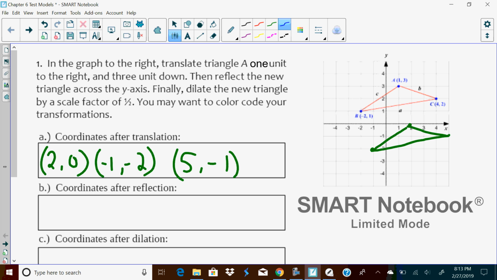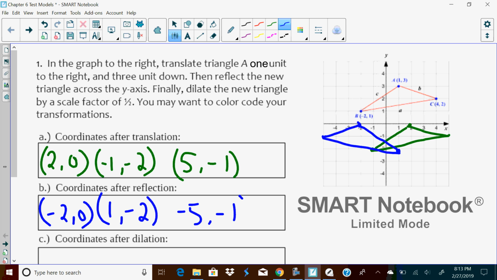So it's going to go to the other side of the y. So this is 1 away. This is going to be the new point. 2 away. So after reflection, that's going to be my new point. So my coordinates are at -2, 0, 1, -2, and -5, -1. So then it says dilate it by 1/2.